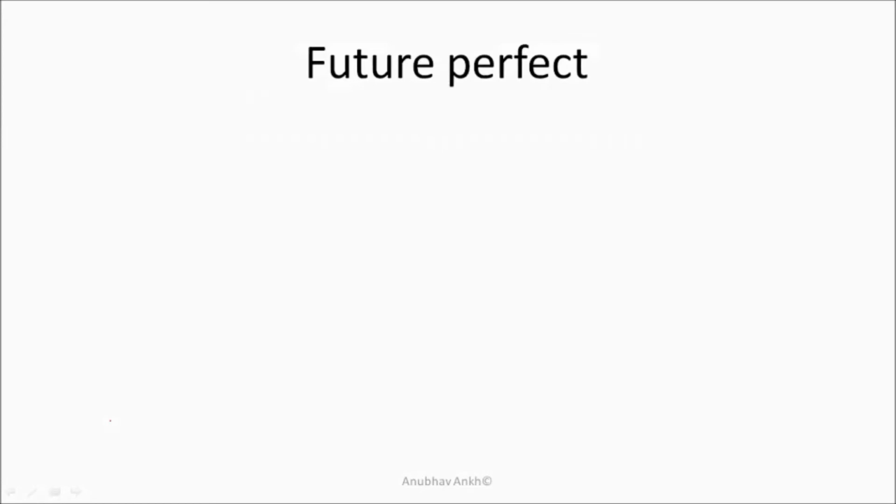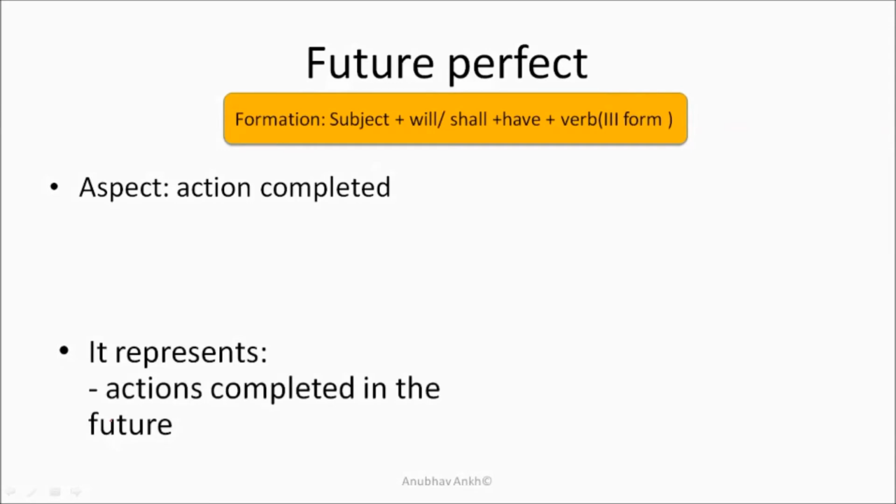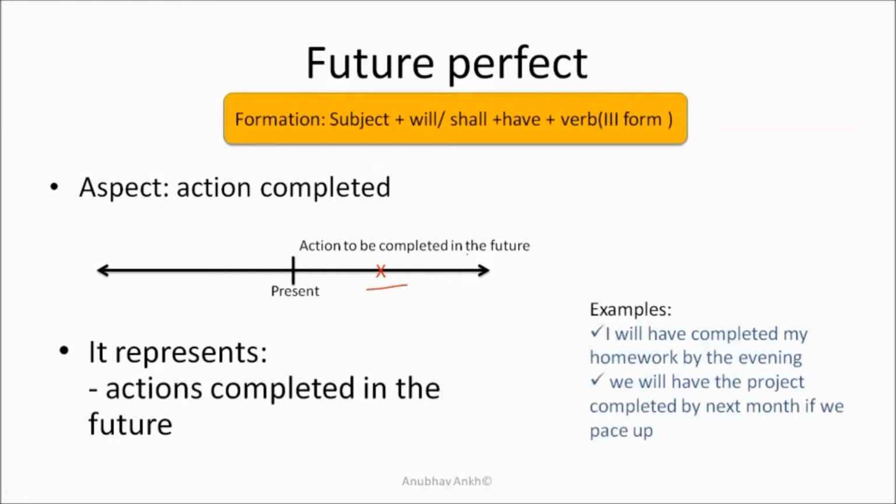Future perfect. The formation of the sentence is subject plus will/shall plus have plus third form of the verb. Aspect obviously is action completed. It represents actions completed in the future. How? We are in the future. Action to be completed in the future. What does that mean? I will have completed my homework by the evening. So by the evening my work would be completed. It is to be completed in the future.